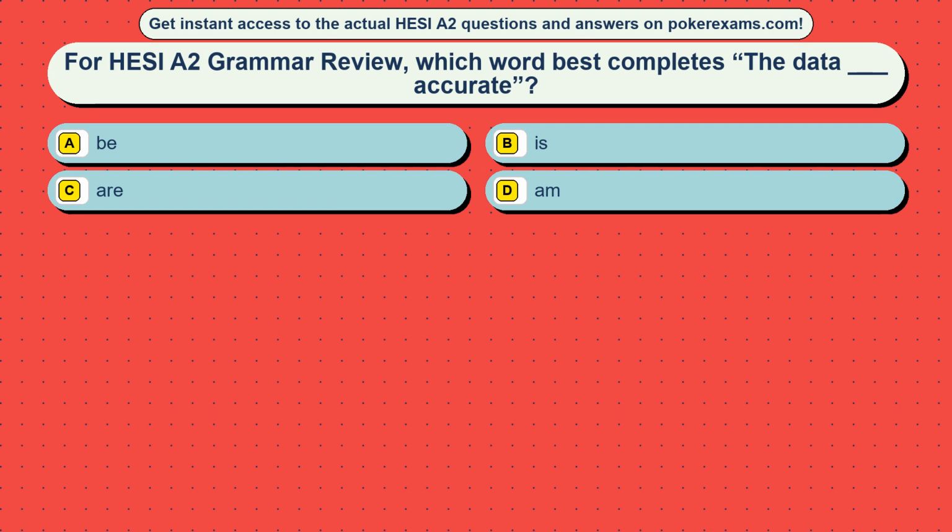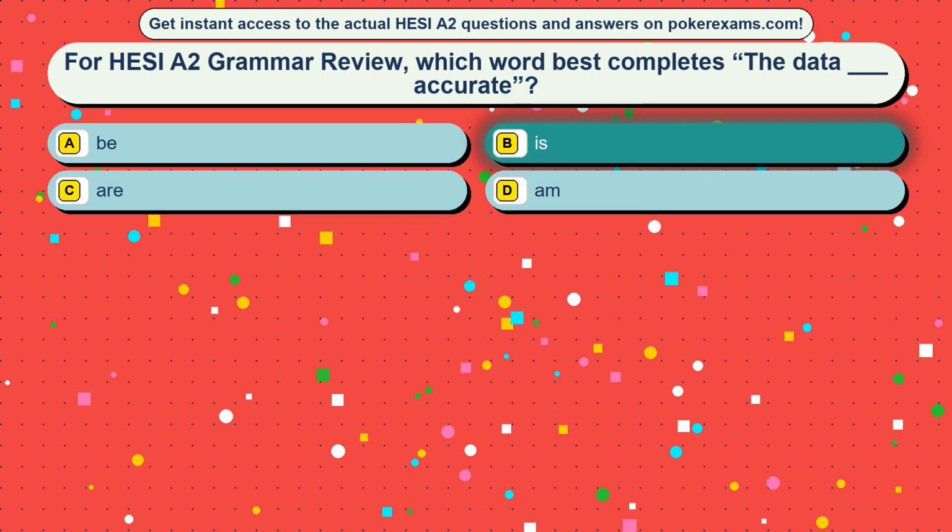Question 12. For HESI A2 Grammar Review, which word best completes the data blank accurate? Option A, B. Option B, is. Option C, bar. Option D, them. The correct answer is option B, is.